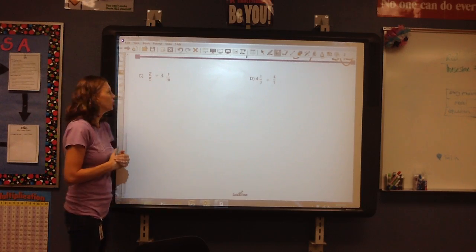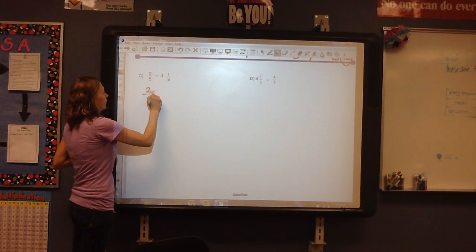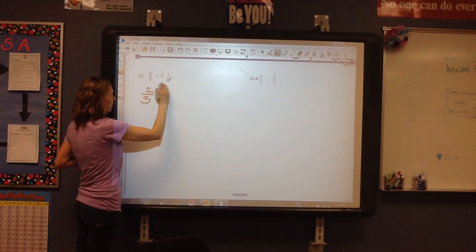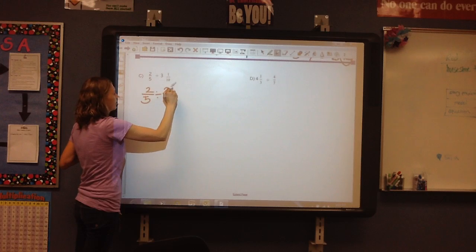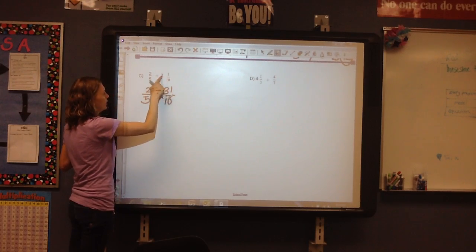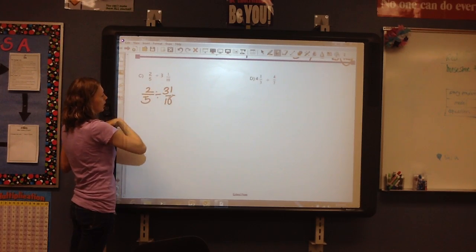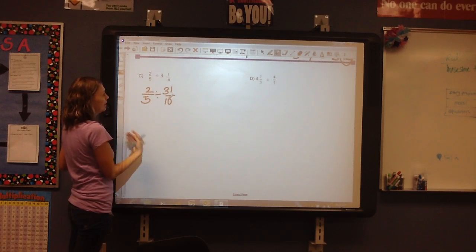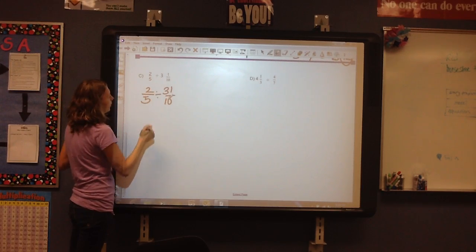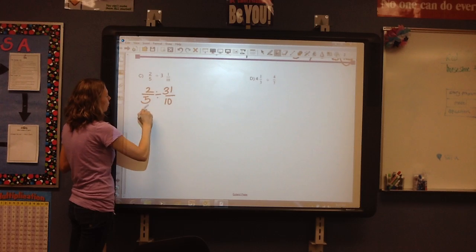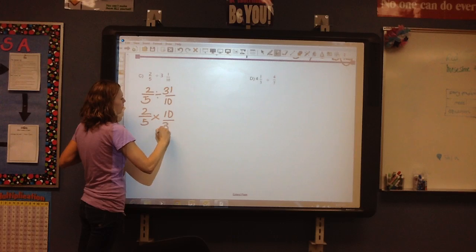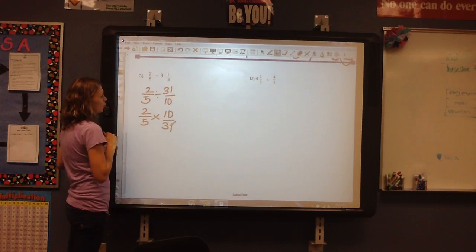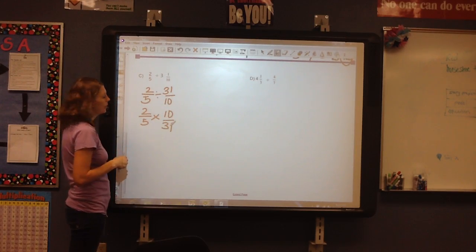Two more examples to show. Again, I'm going to write 2/5 divided by 3 1/10. I'm going to convert this to an improper fraction. So this would be 31/10. Multiply 10 by 3 to get 30, so that would be 30/10 and 3 wholes, and then plus the 1. So now I'm going to write it as multiplication. I'd have to get the reciprocal of 31/10, which is 10/31.